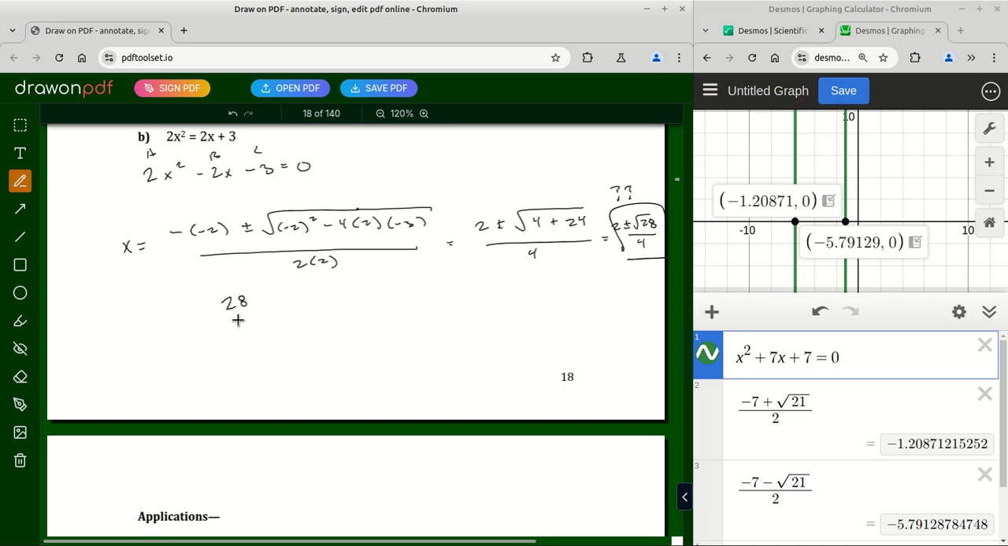So let's do this. So 28, you know what? I want a little bit more room. 28. Does that have a 2 in there? Yeah. 2 and 14. 14, does that have a 2 in there? Yeah, and a 7. 7, does that have a 2? No. Does that have a 3? No. Does that have a 5? No. So that's prime. These are the prime factors of 28. In a way, I can rewrite that 28 as 2 times 2 times 7, all divided by 4. There you go. Cool.